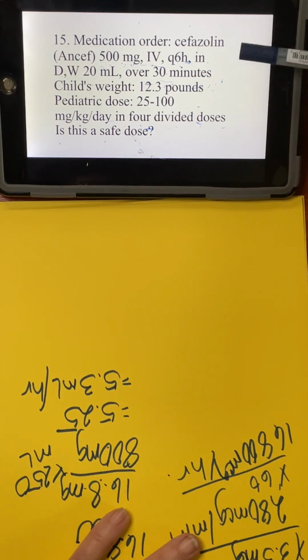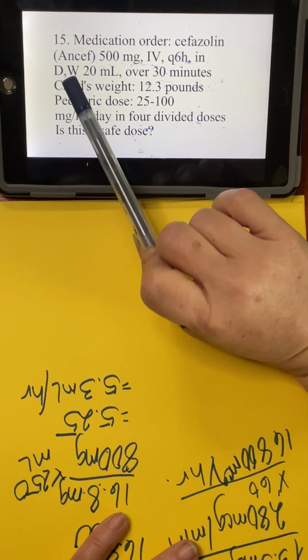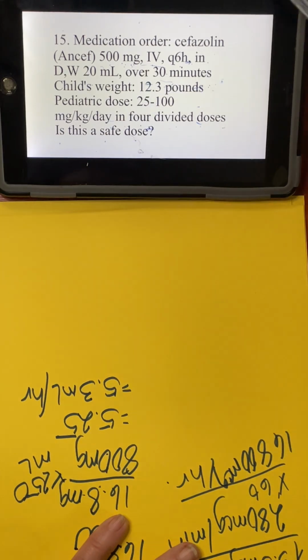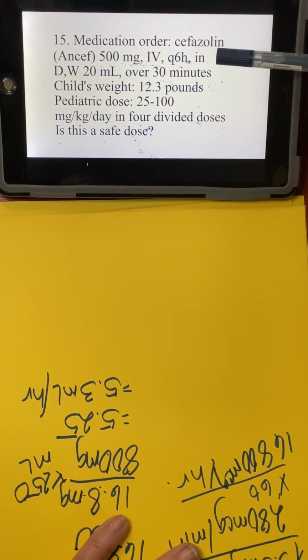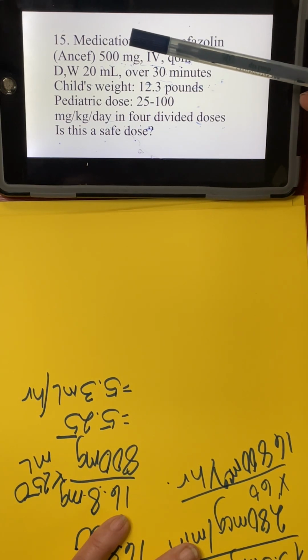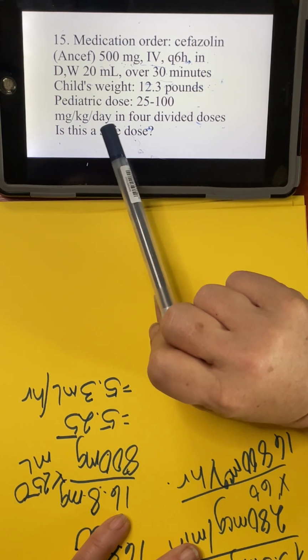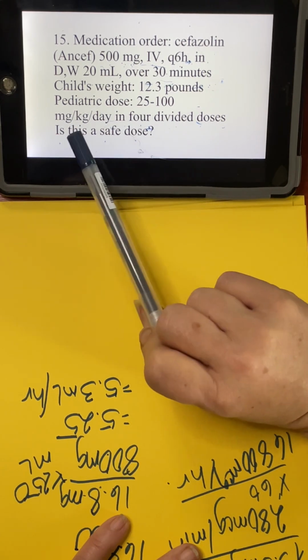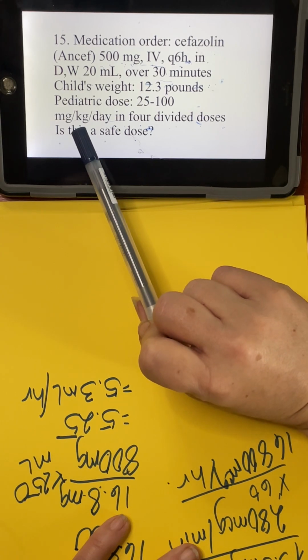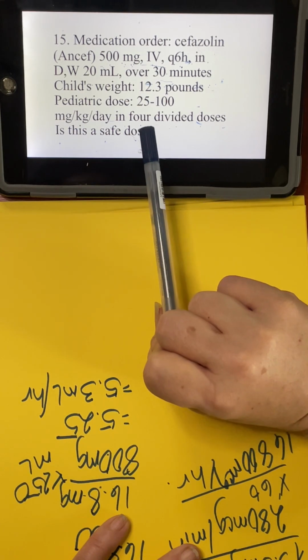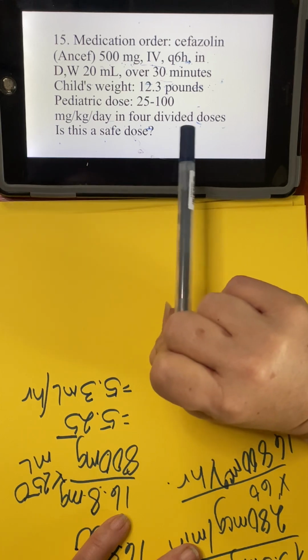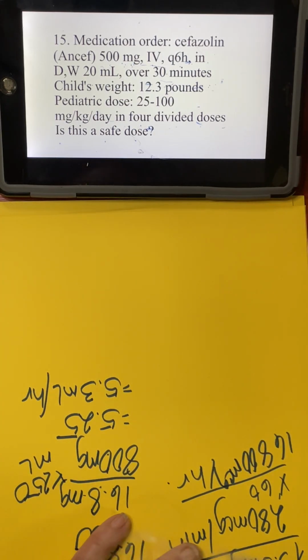Okay, so the medication order is for Cefazolin or Ancef, 500 milligrams, IV Q6 hours, and D5W 20 milliliters over 30 minutes. The child weighs 12.3 pounds. And the pediatric dose is 25 to 100 milligrams per kilogram per day in 4 divided doses. And they want to know, is it safe?